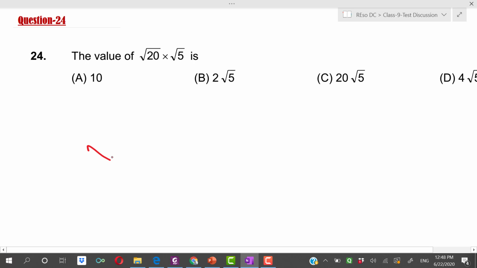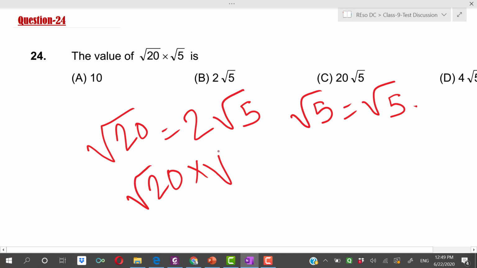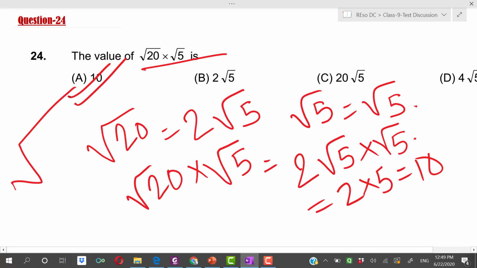Square root of 20 is nothing but 2 root 5, and square root of 5 is nothing but square root of 5. So square root of 20 multiplied by square root of 5 will be equal to 2 root 5 multiplied by root 5, which is equal to 2 into 5, which is equal to 10. You could also write this directly as square root of 100, which is equal to 10. So by both methods you could solve this question.